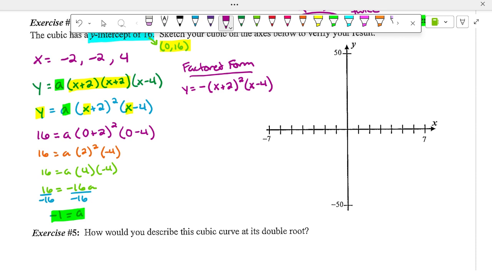Now, standard form. We've got to do some stuff to get to the standard form. So when we do box method, remember, x plus 2 squared is the same thing as x plus 2 times x plus 2. So you still have to do a box method with it. x plus 2 squared is not x squared plus 4. It's going to have an x value in the middle of those two terms.